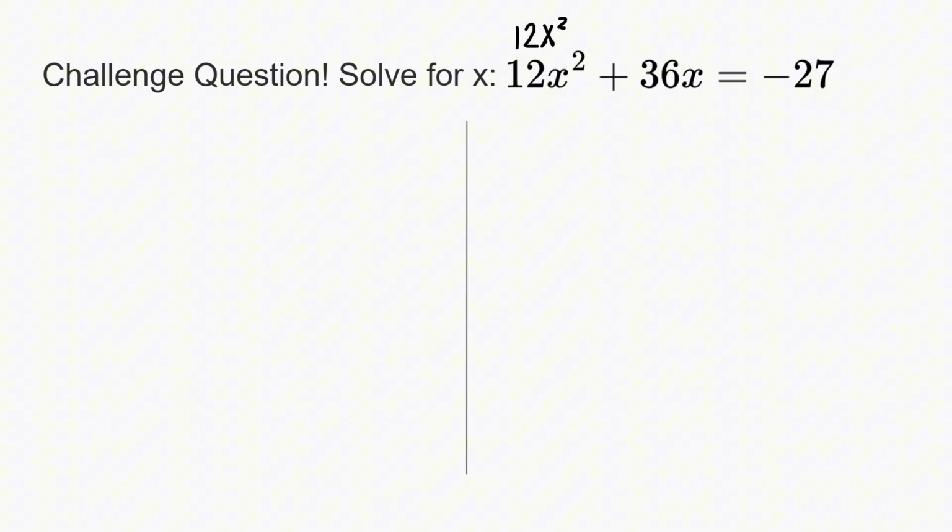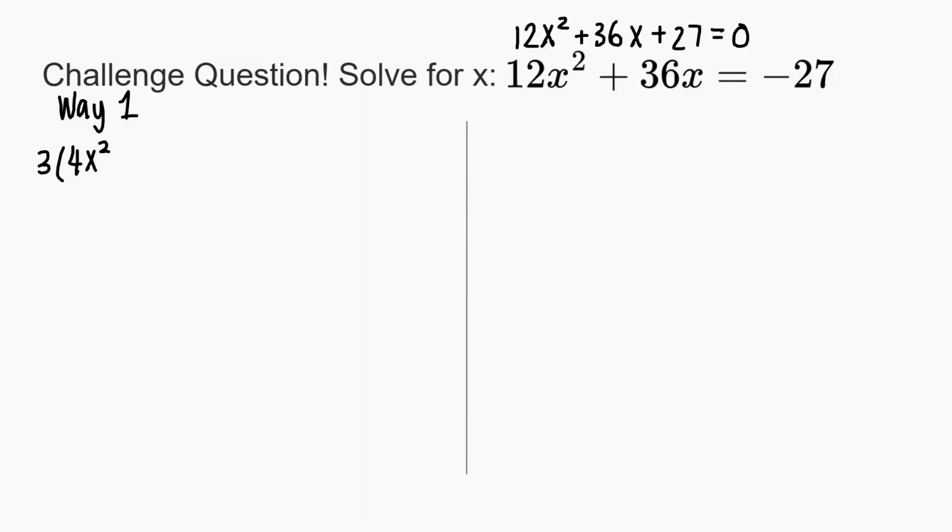12x squared plus 36x plus 27 equals 0. Now, for my first way, I'm going to write it on this left side. So 12x squared plus 36x plus 27 equals 0. The first thing I'm going to do is factor out a 3 to make the number smaller. Gives us 4x squared plus 12x plus 9 equals 0.